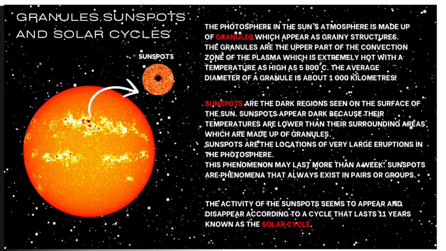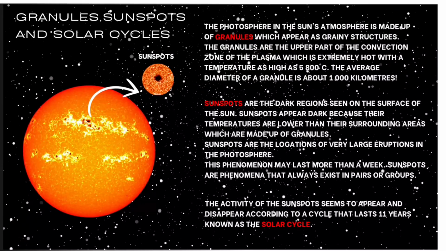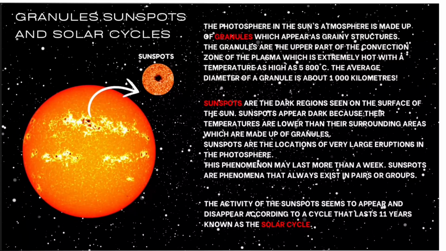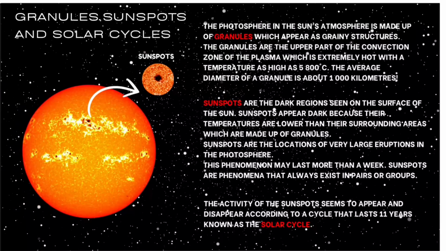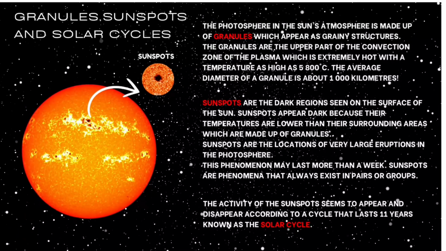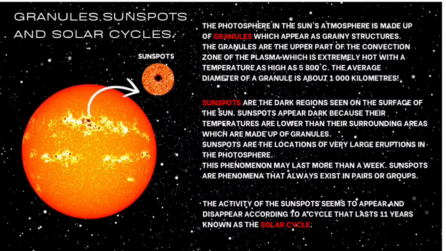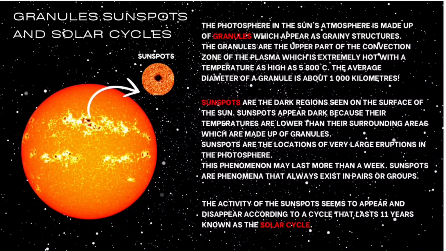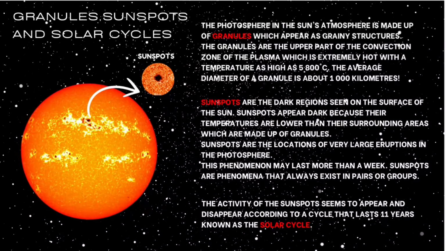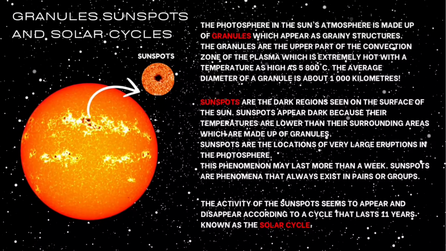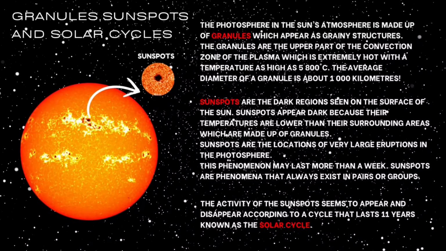The photosphere in the sun's atmosphere is made up of granules which appear as grainy structures. The granules are the upper part of the convection zone of the plasma, which is extremely hot with a temperature as high as 5,100 Celsius. The average diameter of a granule is about 1,000 kilometers.